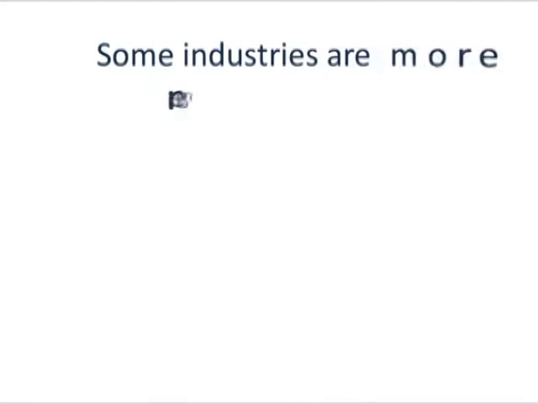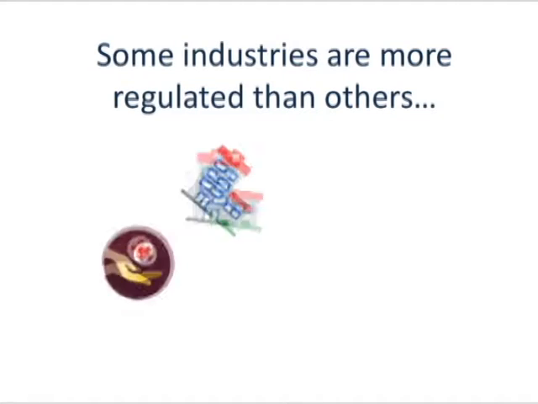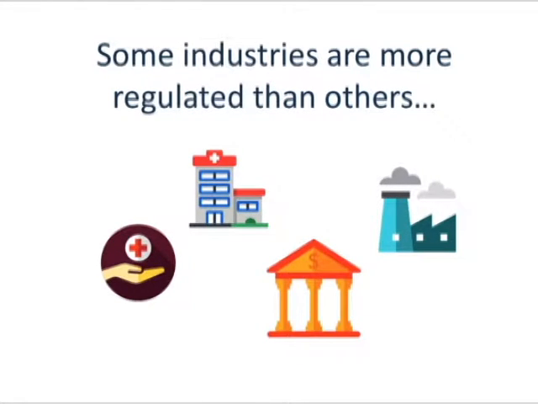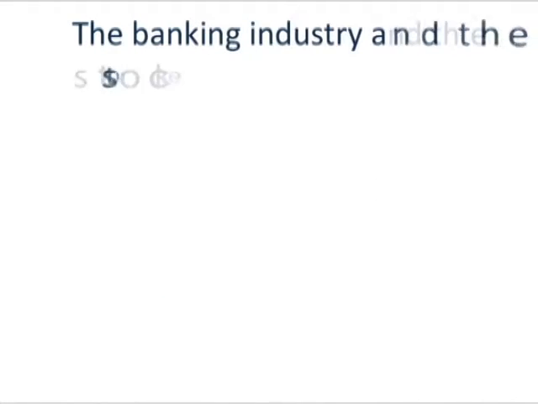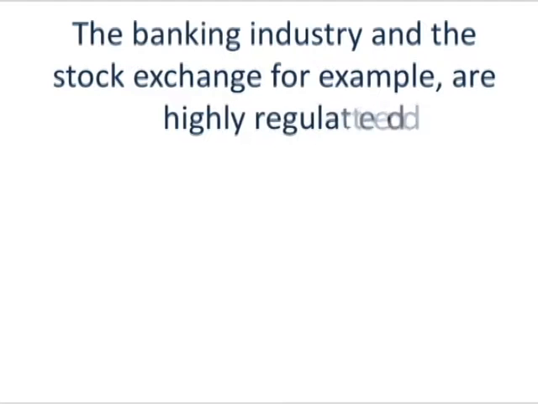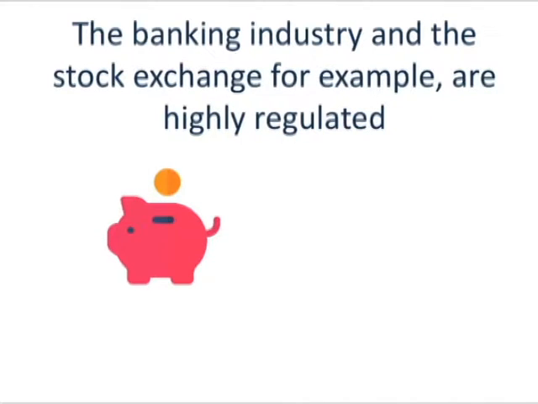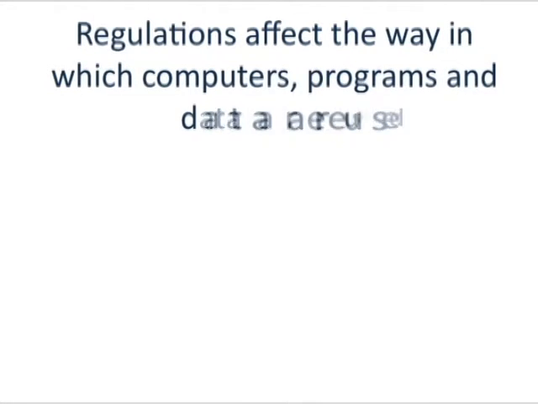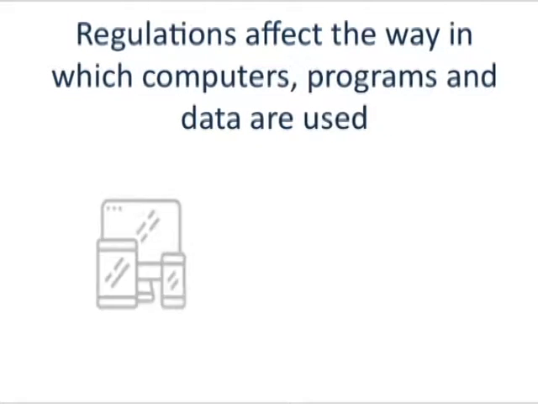Some industries are more regulated than others, so we have to be aware of the specific regulations that the entity we work for should abide by. The banking industry and the stock exchange, for example, are highly regulated. Those regulations affect the way in which computers, programs, and data are used.